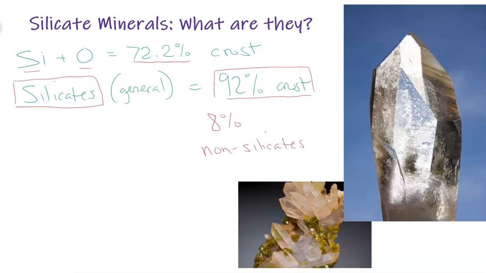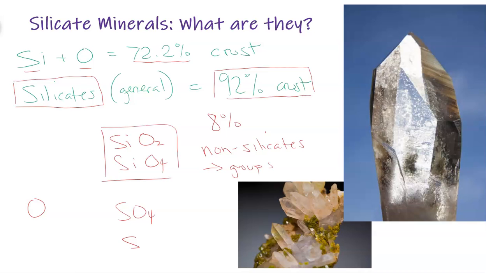non-silicates. These are groups of minerals that do not have a combination of SiO2 or SiO4. They might have an SO4 or an S, or they might have an oxide, just a simple oxygen, but they don't have the SiO2 or SiO4 combination. These non-silicate minerals do make up a portion, but only 8% of the crust, and some are rock-forming minerals. I'll do a different video on that as well, but today we're going to concentrate on silicates.